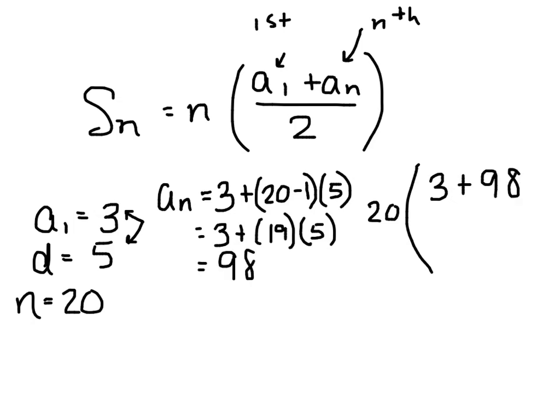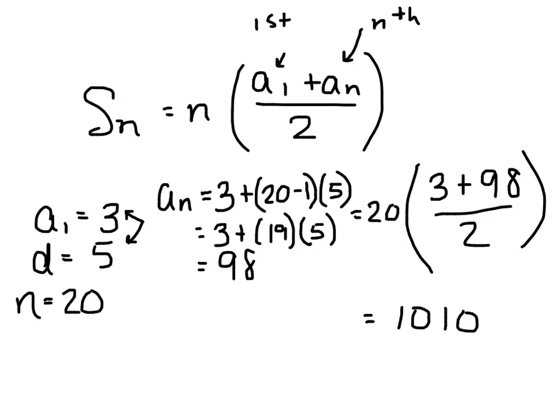So 98 is going to go in that slot, divided by 2. So I take 98 plus 3, which is 101, divided by 2, and then I times it by 20, and I end up with the sum of the first 20 terms is 1,010.